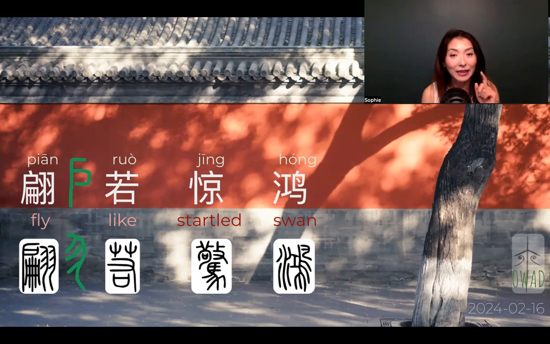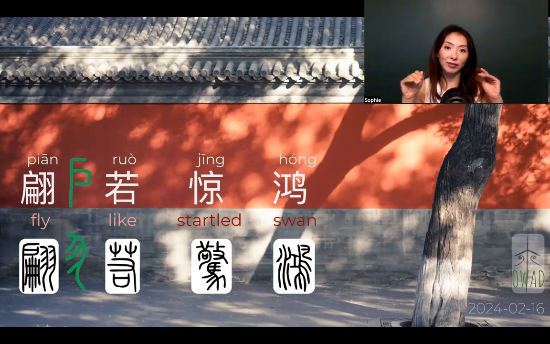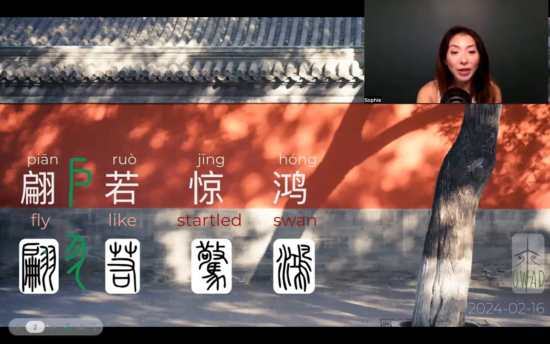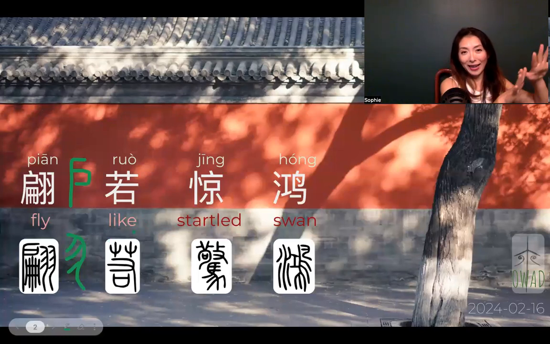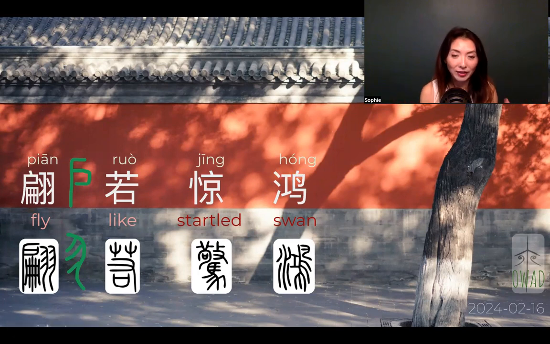Even if at the beginning it's a startled state, but eventually it regained their posture, they can just glide through the air, escape from danger. That is, I think, more appropriate. Okay, 若. We have comparison here. It means flying as if, fly away or glide through the air, airborne, as if it's a startled swan, right?